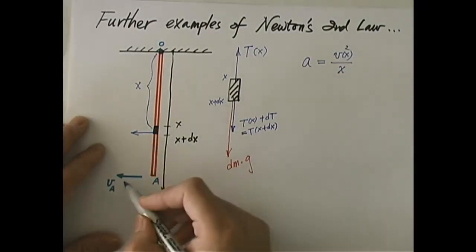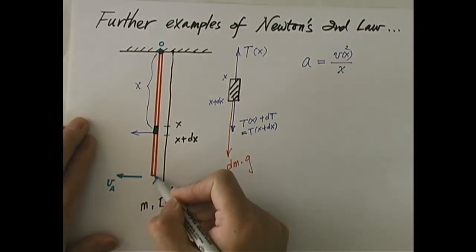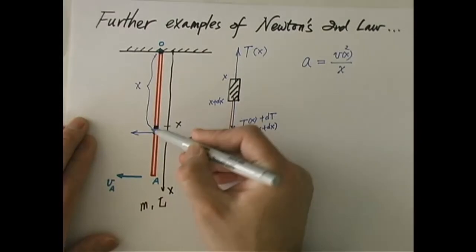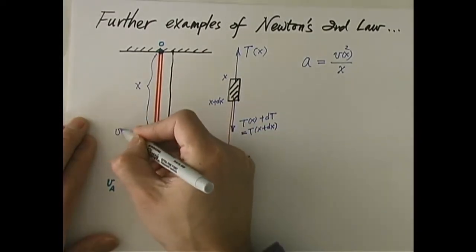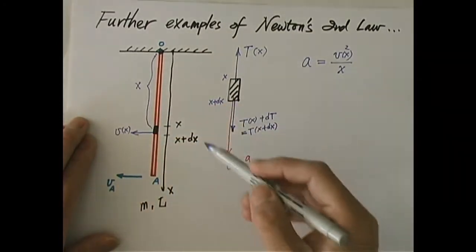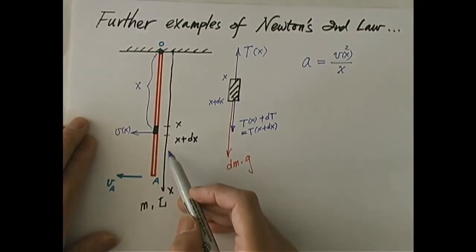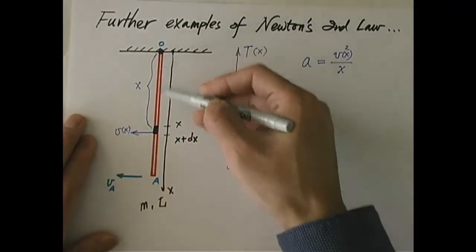Now remember, the speed is V_A at the tip. This distance is L. How fast is it moving here? What is V of x? Well, they turn around by the same angle, so the only difference between V and V_A is due to the length, the radius.